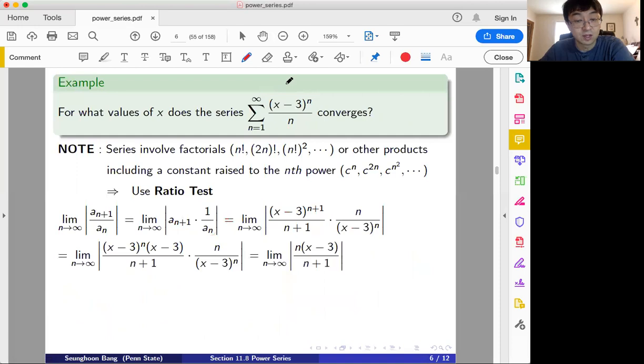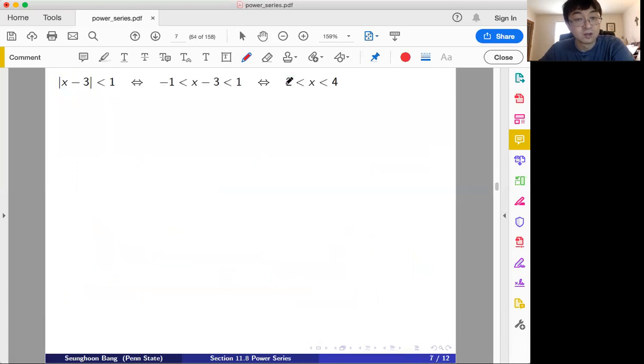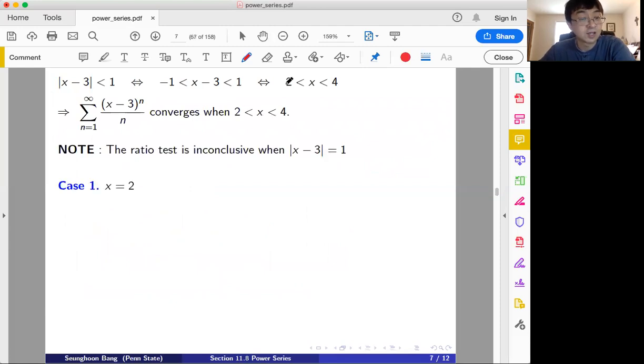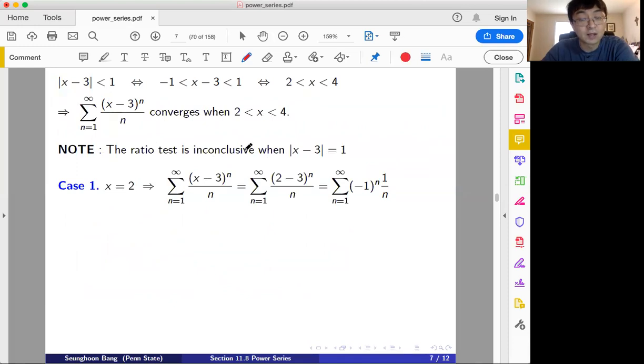So here you calculate like this, and we have inconclusive. You can check x equals 2. You can plug x equals 2 into here. So we have 2 minus 3 to the power n, exactly the same as minus 1 to the power n times 1 over n. So is the series convergent or divergent? What do you think?